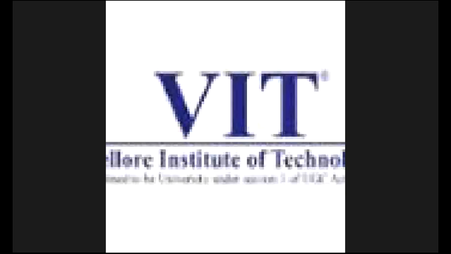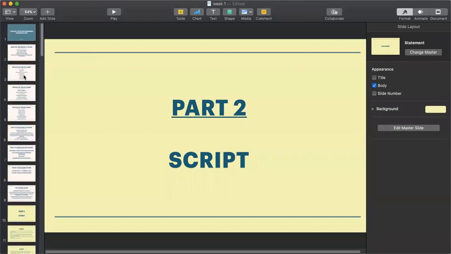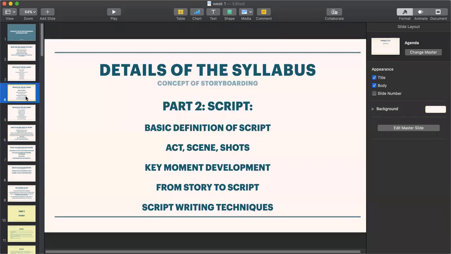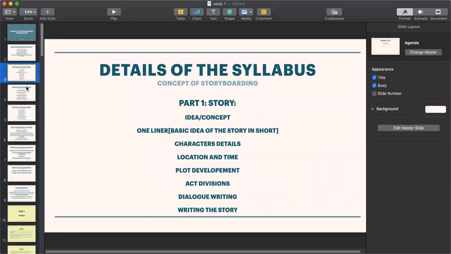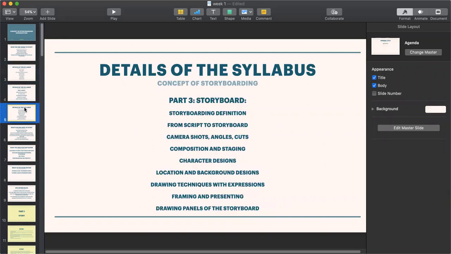In today's class, we will be learning about the second part. If you remember, in the first class, I explained to you the details of the syllabus, where we had to learn part one, which is story, part two, which is script, and part three, which is storyboard, right?